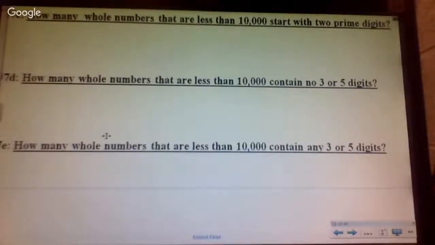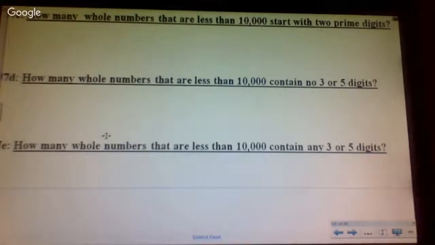How many whole numbers are less than 10,000 that start with 2 prime digits? First things first, we've got to talk about prime digits. We've got 4 places in anything that's less than 10,000, because remember, the highest we can go is 9,999. What digits are prime?